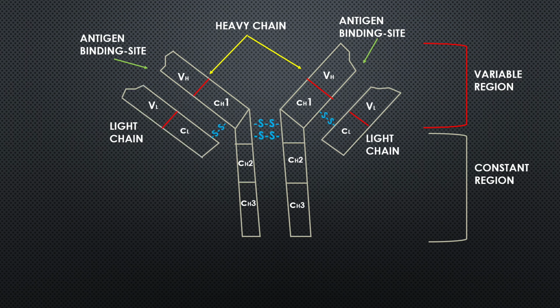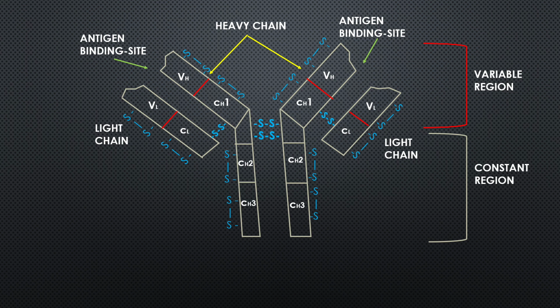Now there are disulfide linkages or disulfide bonds between one heavy chain and one light chain, and between two heavy chains also. Now there are interchain disulfide bonds between VH, VL, CL and CH1, CH2 and CH3 also.